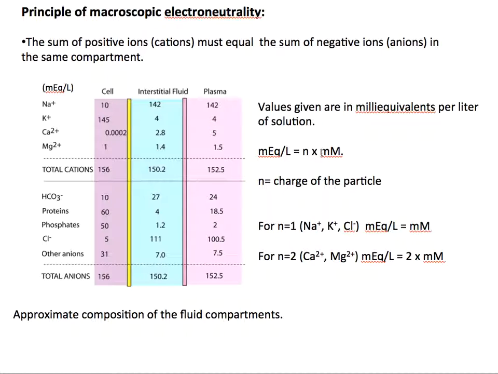Milliequivalent is millimolar. So this is your concentration multiplied by charge of the particle. So for sodium and potassium, it's just going to be 1. For calcium, it's going to be 2. And magnesium, it's again going to be 2.